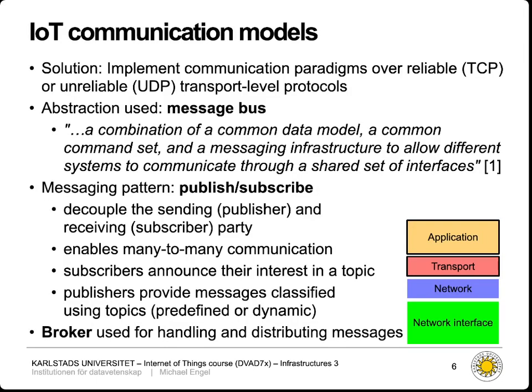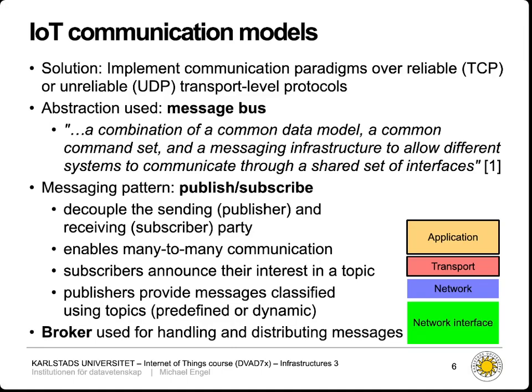So how do we communicate between IoT nodes? As I said, the solution for these deficiencies of the IP protocols is to implement these communication modes, point-to-point, multicast, broadcast, on top of either reliable, so TCP transport level protocols, or unreliable UDP transport level protocols. And for this, an abstraction is used. And one of the most commonly used abstractions is called a message bus.